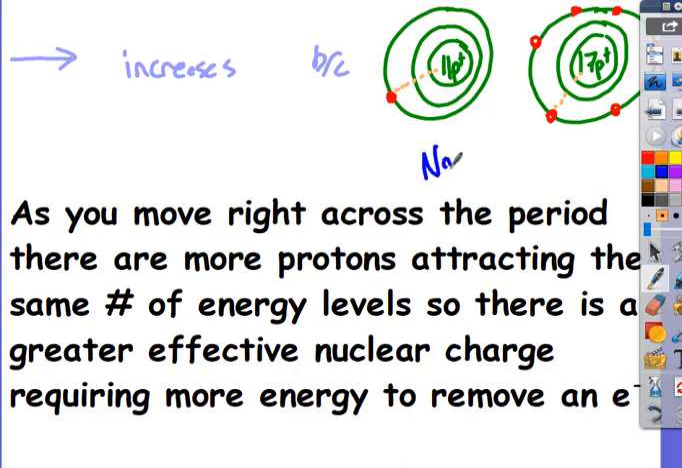Here we have sodium and chlorine. They both have 3 energy levels, but sodium has 11 protons attracting its electron in the outer ring, or valence electron, while chlorine has 17 protons attracting its valence electrons. Since chlorine has a greater effective nuclear charge, it's going to require more energy to remove this electron from chlorine than this electron from sodium.